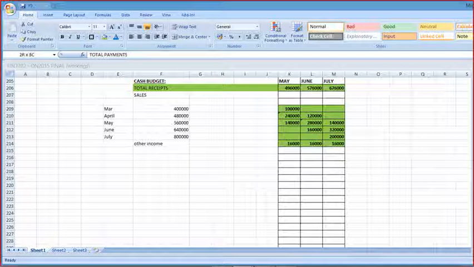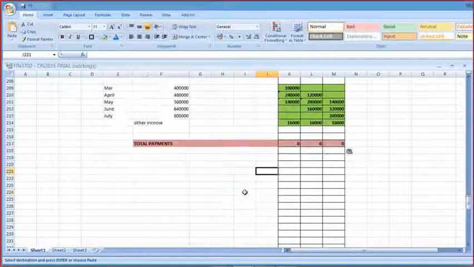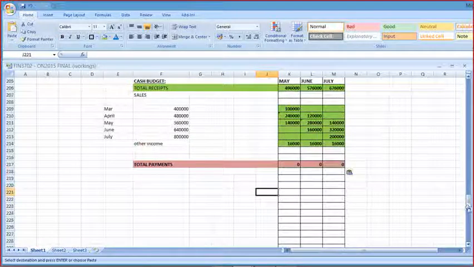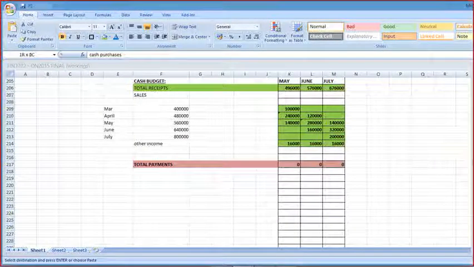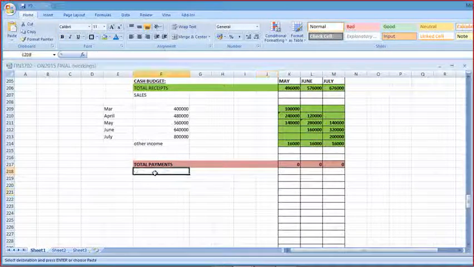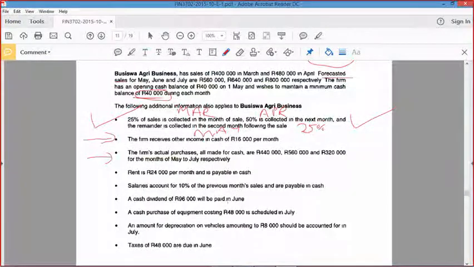Yes. Okay. Then I'm going to have a line for my total payments. Okay, and then I need to record all my payments. Right, so we need to go back to the question, and we now need to look at the payments. Here they tell us the firm's actual purchases are all made for cash. Right, so is this an inflow or outflow? Outflow. Receipt or payment? Payment, exactly. Okay, so cash purchases, I'm going to take all of them and I'm going to put them there. That's what the question said, that's what I'm going to do.